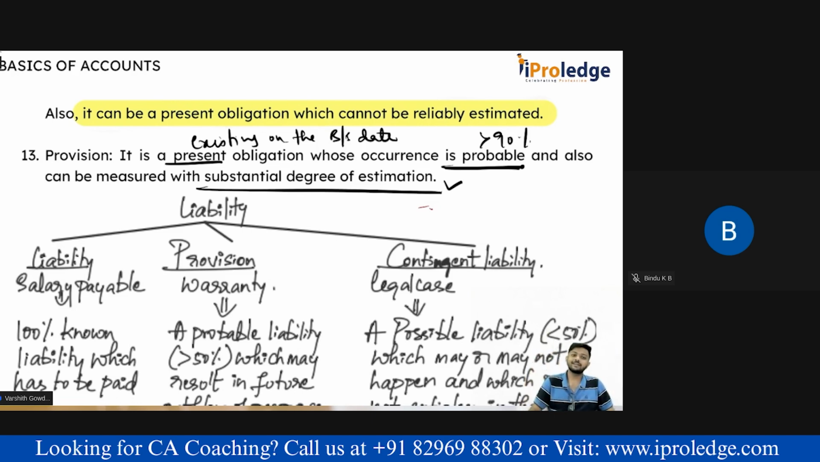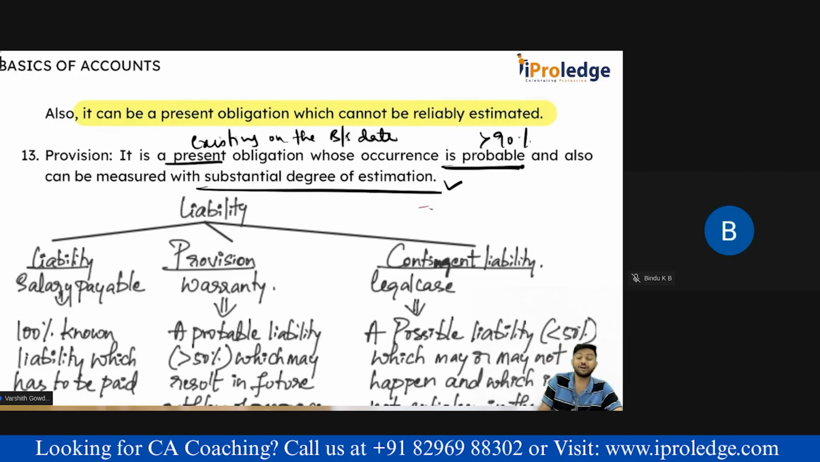Contingent liability, first of all, two things will come to contingent liability. One is it's a possible obligation arising from past events which depends on the occurrence or non-occurrence of some event which is not in the control of the company, or it is a present obligation but which cannot be reliably estimated. It becomes contingent liability. Provision means it is a present obligation which is probable and it can be reliably estimated. That is a provision. Clear? So, sir, do you want to know the example of provision?